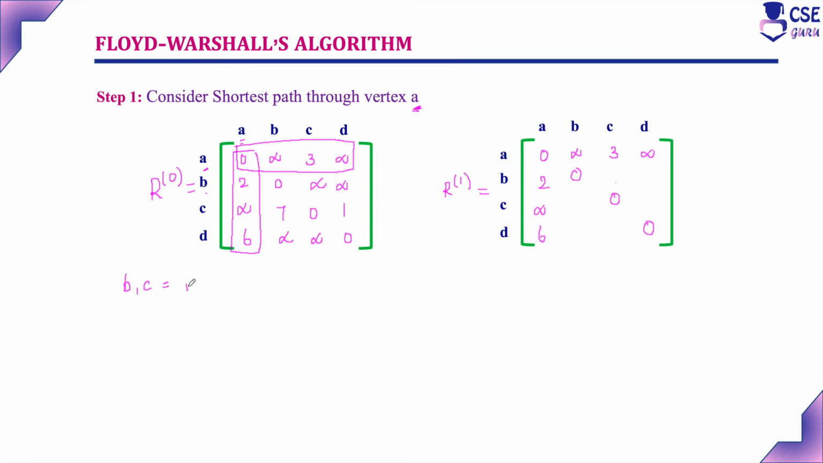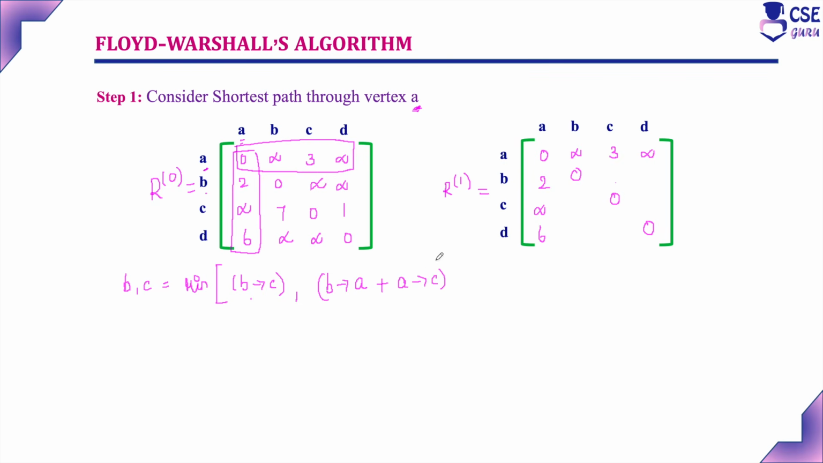So, we need to consider the logic minimum of the distance B to C. B to C is infinite only, since we are considering the shortest path through A. So, B to C, in between, we need to include the vertex A. That is, B to A plus A to C.